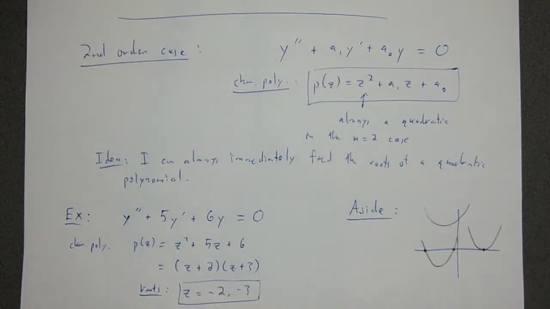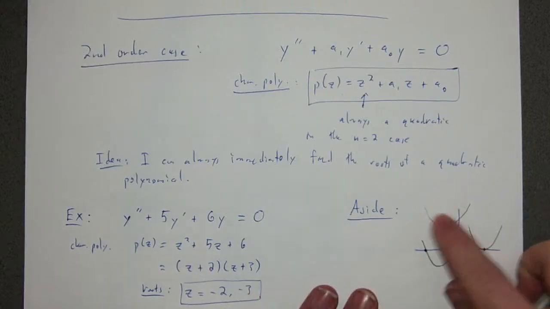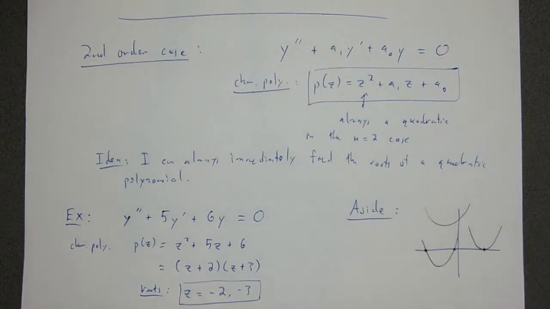Okay. All right. And then in this case, it doesn't cross the x-axis at all. So it has no real roots. But this is the case of 2 complex roots in a conjugate pair.